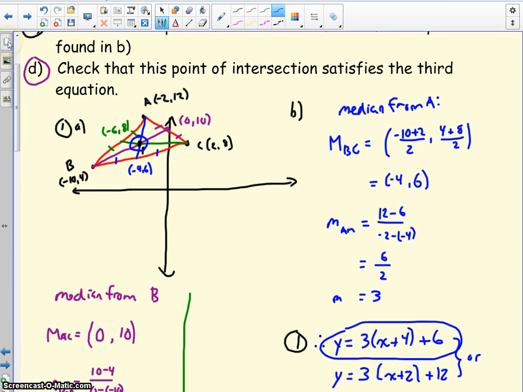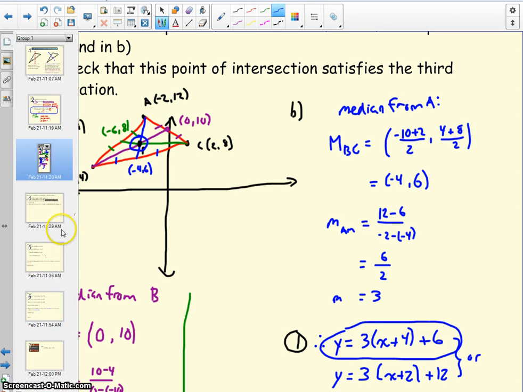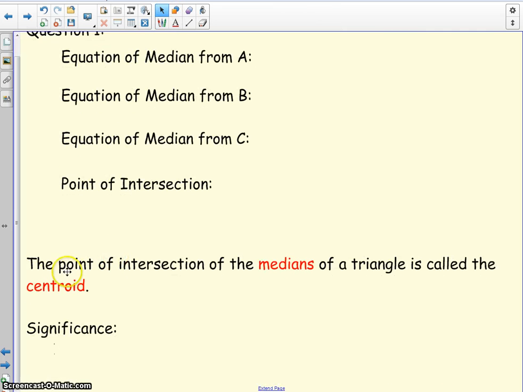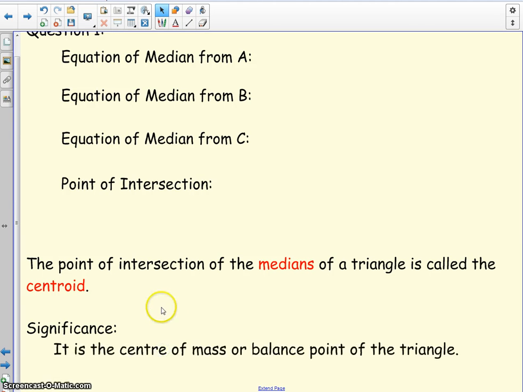Okay, so the three medians of a triangle will always intersect at a common point. So just to summarize here, the point of intersection of the medians of a triangle is called the centroid, and the significance of that centroid is that it's a center of mass or balance point of the triangle. So if you can picture yourself creating this triangle with the exact dimensions that you had up there, if you were to find that centroid, calculate it, this would be the point where you could balance it on your finger. Because again, its center of mass is where it's going to balance in the triangle.